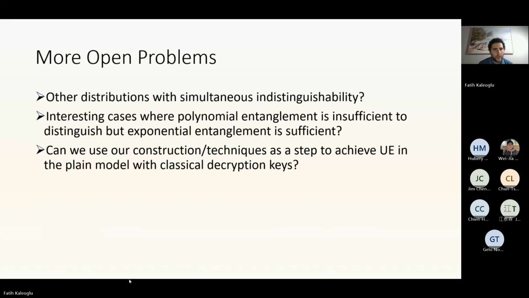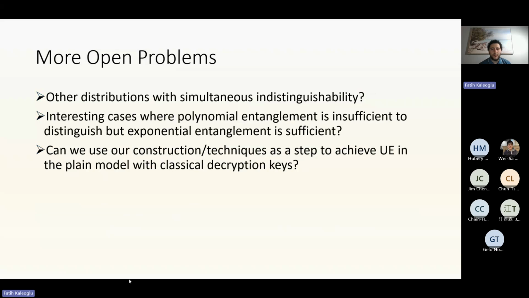And with my final slide, I'll mention a few additional open problems that I haven't mentioned. Can we show simultaneous indistinguishability for distributions that are not the Haar distribution? One thing I haven't mentioned in the presentation is that, in a way, Haar indistinguishability is the easiest case of this. So any non-trivial such result would imply our result. It's a valid question to ask, can we show it for other distributions?